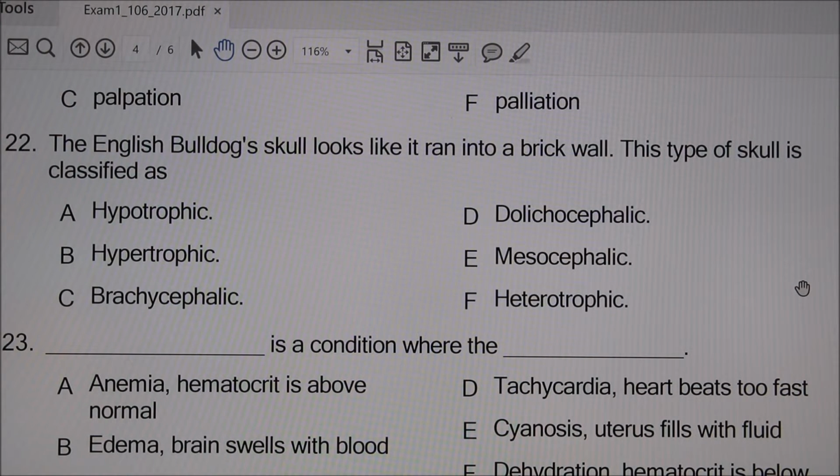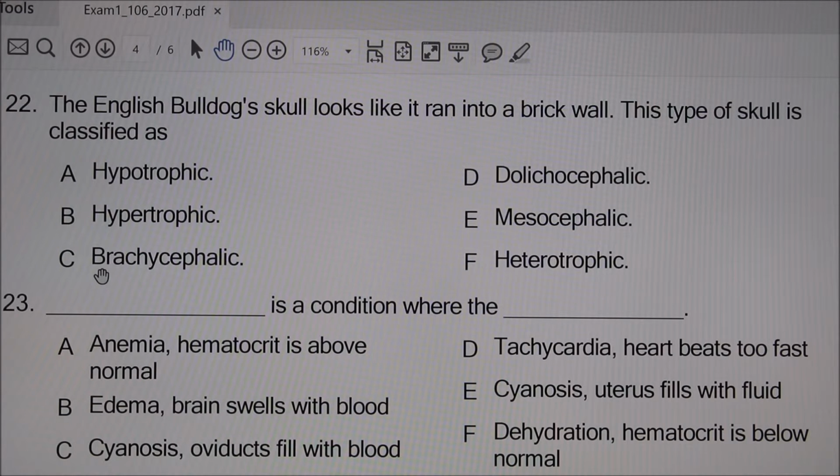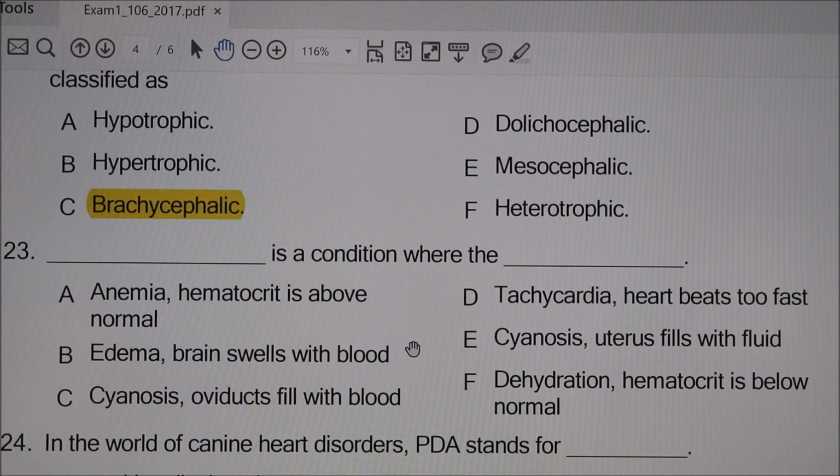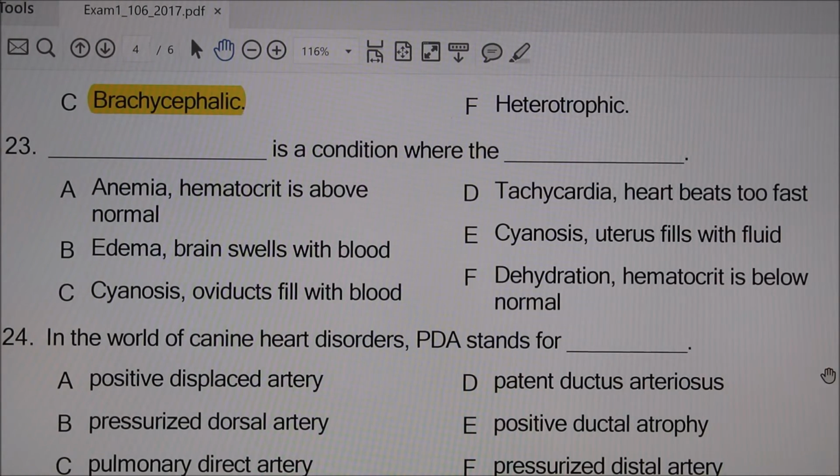Here's another one. A student presented all the types of skulls in dogs. Some are very short versus their width, and bulldogs look like they ran into a brick wall. That is brachycephalic. And let me see if I can get that here. There we go. That is that answer.